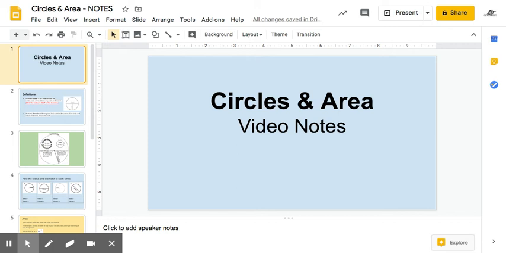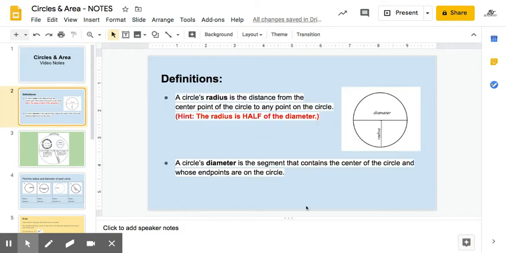Hey everyone, this is the second day of our very small unit on circles. Today we're going to be reviewing the two major parts of a circle that we first discussed yesterday, and we're going to be talking about the area of a circle. Okay, so let's do a review from yesterday of those two main components that make up a circle.